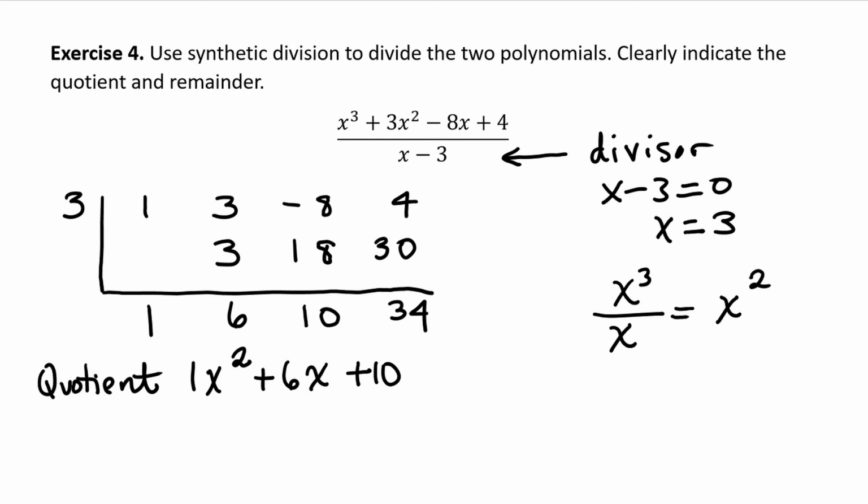And we can get rid of the 1. And your remainder is the number 34. So quotient is x squared plus 6x plus 10, and the remainder is 34.